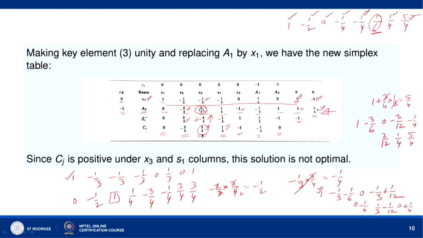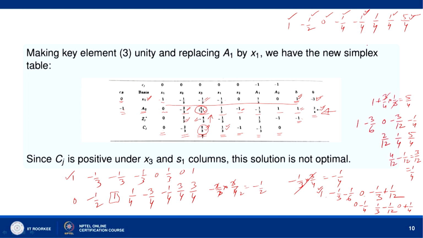Only this element we have to see. So 1, 2, 3, 4, 5, 6 element. So here how much we have? 1 by 3 minus 1 by 12. So we get 4 by 12 minus 1 by 12. So we get 3 by 12. So this is 1 by 4. So this is 1 by 4, not 1 by 6.